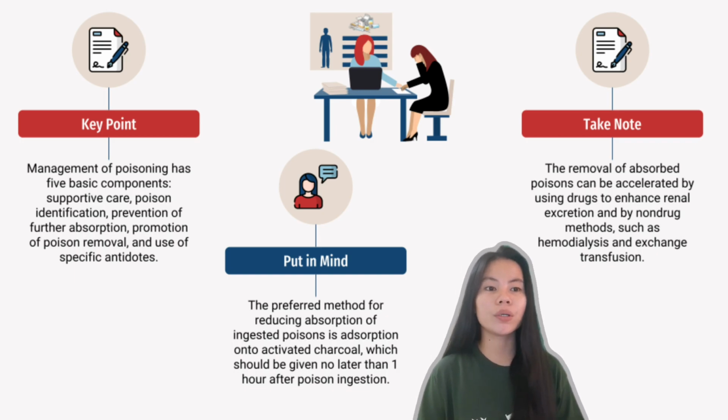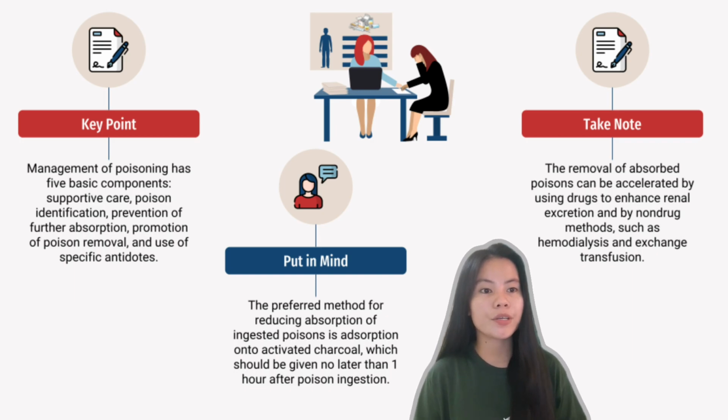Also take note that the removal of absorbed poison can be accelerated by using drugs to enhance renal excretion and by non-drug methods such as hemodialysis and exchange transfusion. Always remember that for most poisons, there is no specific antidote. Heavy metal poisoning can be treated with chelating agents.